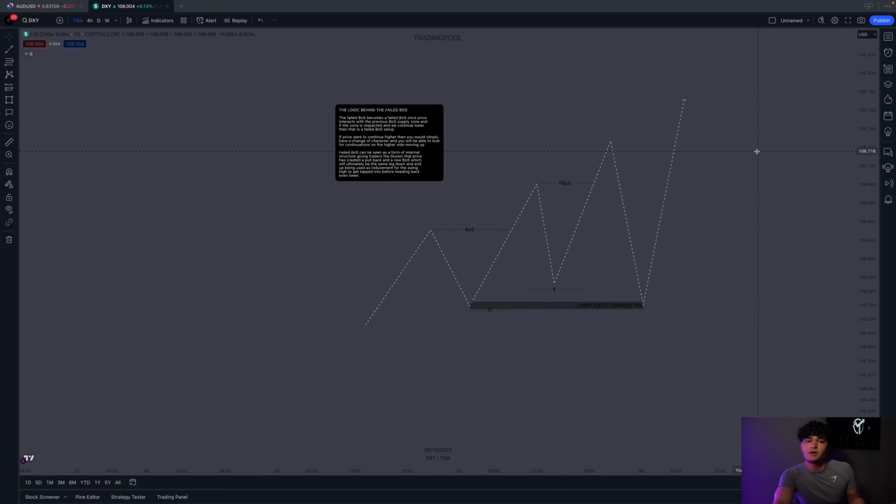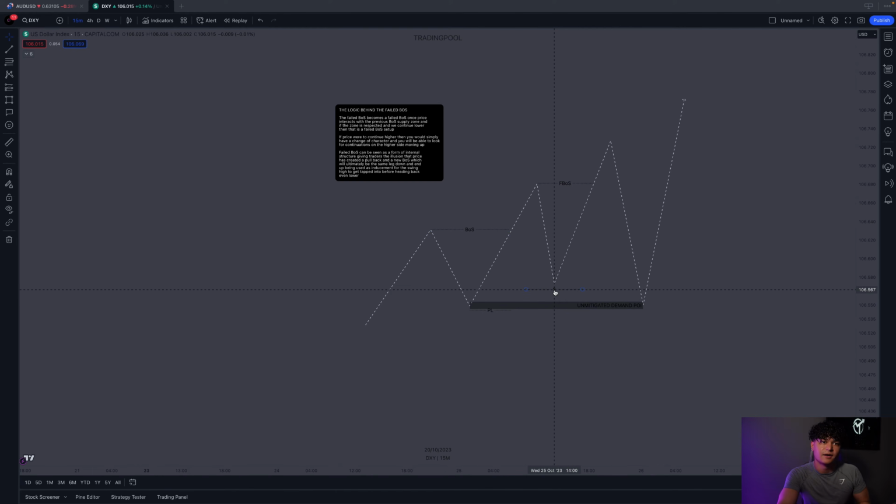So how do you actually mark out the failed breaker structure? We're just going to go through this entry model really quickly. How do we actually mark it out? We'll start with the structure. Obviously we have a breaker structure over here. It's followed by a failed breaker structure, but a failed breaker structure is a change of character until proven otherwise.